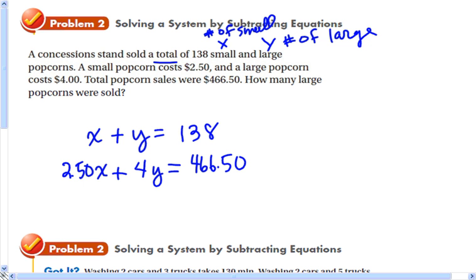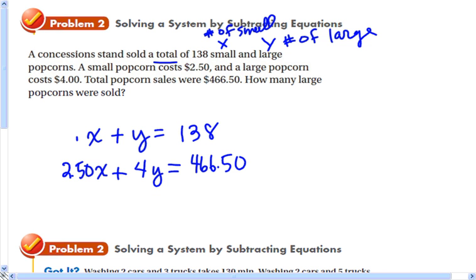Now, if we want to use addition or subtraction to solve this, we need coefficients that are either the same or opposite. We don't really have that now. Like if I were to add these two equations together, and I'm going to do this real quick just so you can see, 1x plus 2.50x is 3.50x. 1y plus 4y is 5y. Notice I didn't eliminate a variable when I did that, so we're not going to do that.